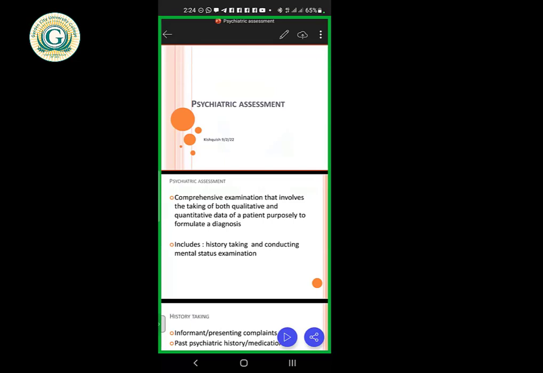So today we are going to look at a psychiatric assessment. I'm very sure that most of you have learned how to do physical assessment, but now you're going to look at the mental health aspects of the patient. Remember, the definition of health encompasses physical health, psychological health, which is mental health, social health, and then spiritual health.